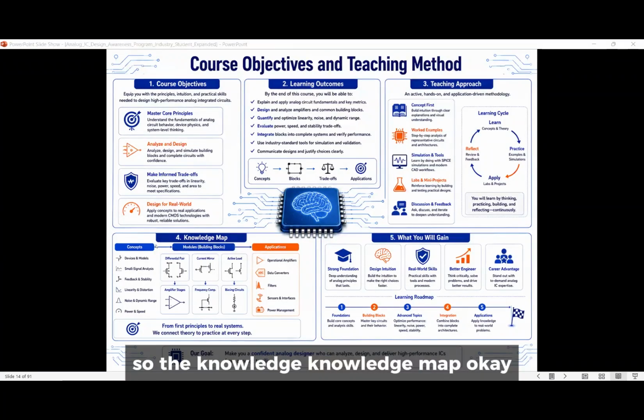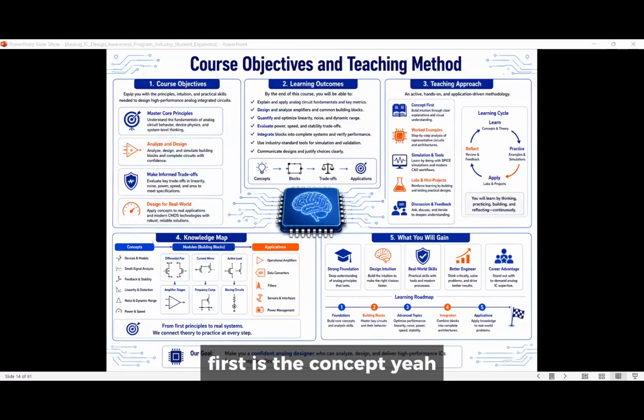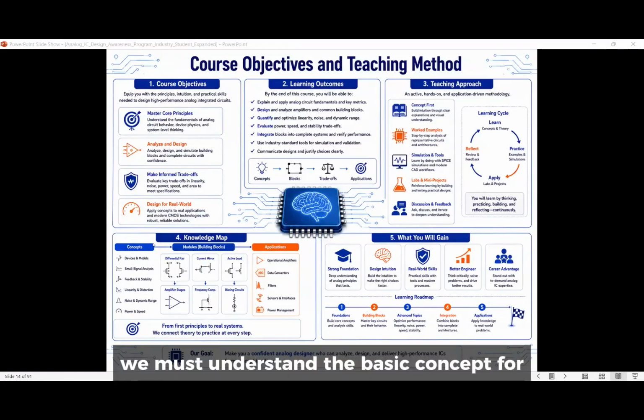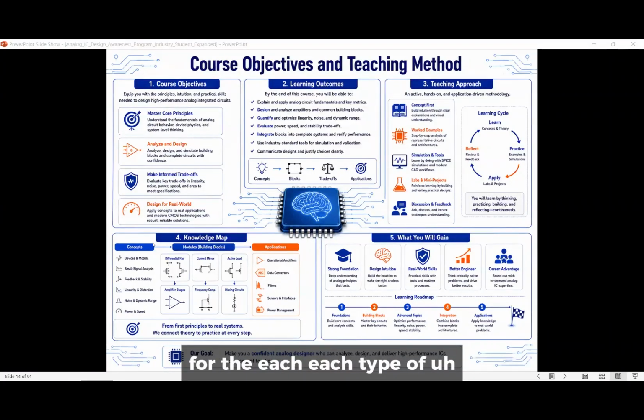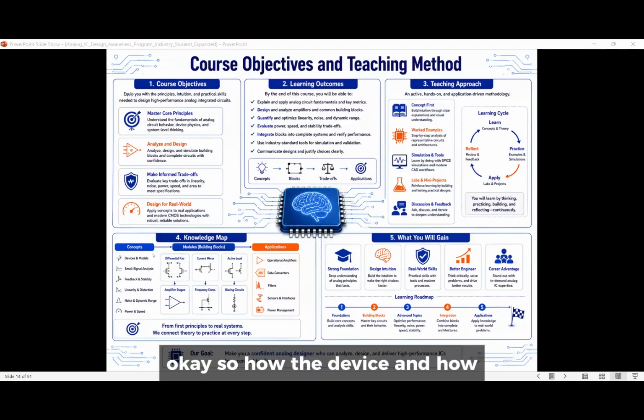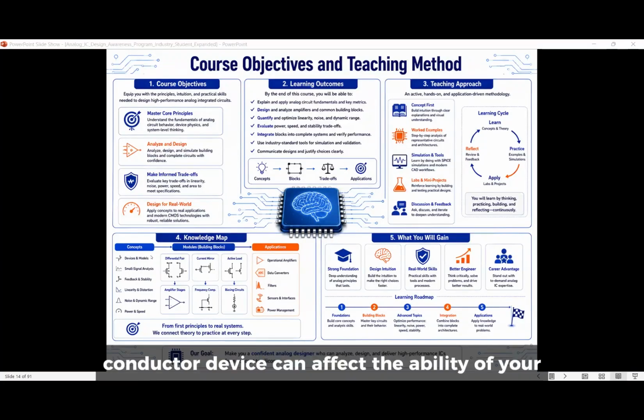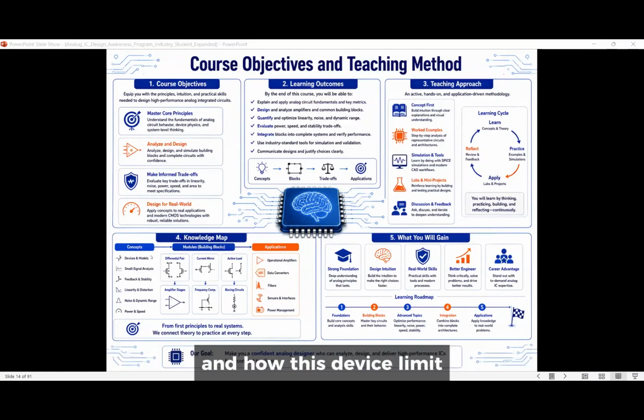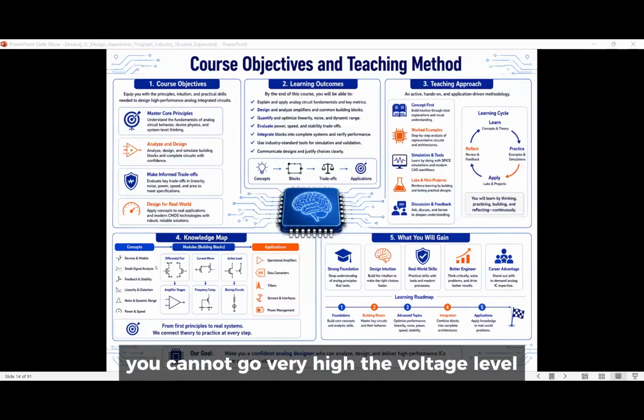So the knowledge map. First is the concept. We must understand the basic concept for each type of simple amplifier. How can the semiconductor device affect the ability of your design? What is the device limit, and how does this device limit affect the limit of your circuit? For example, you cannot go to a very high voltage level, because it will cause breakdown.